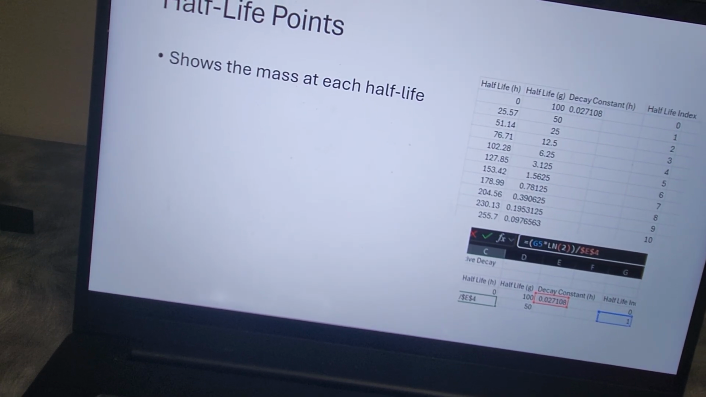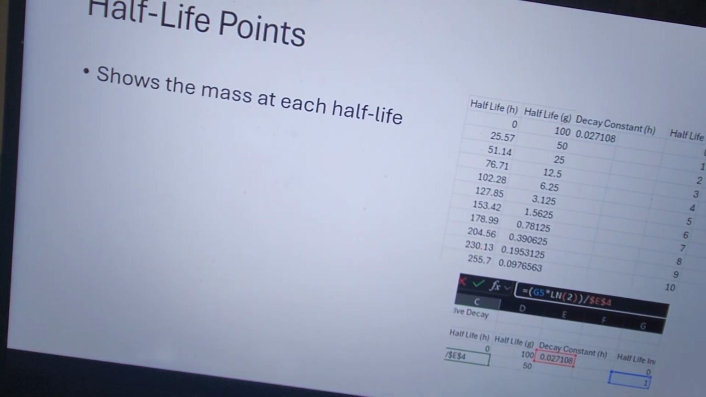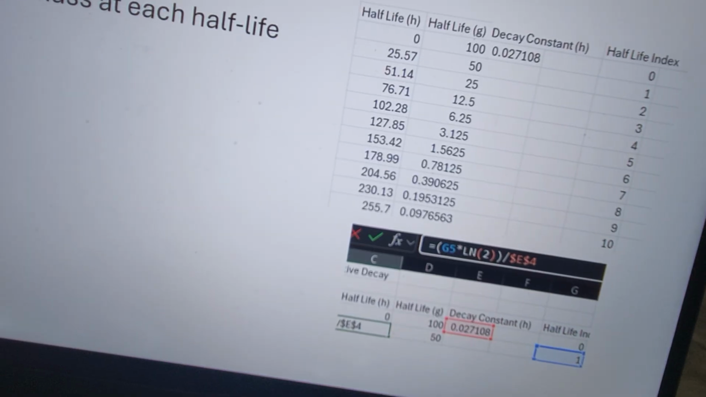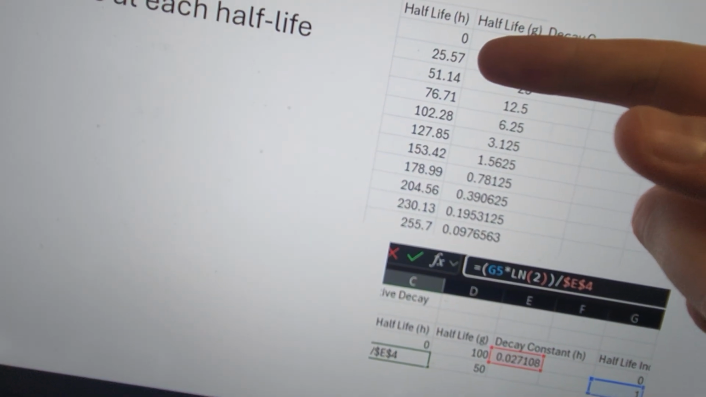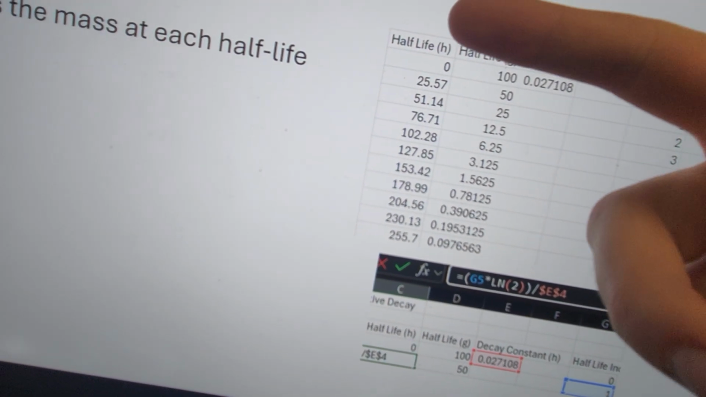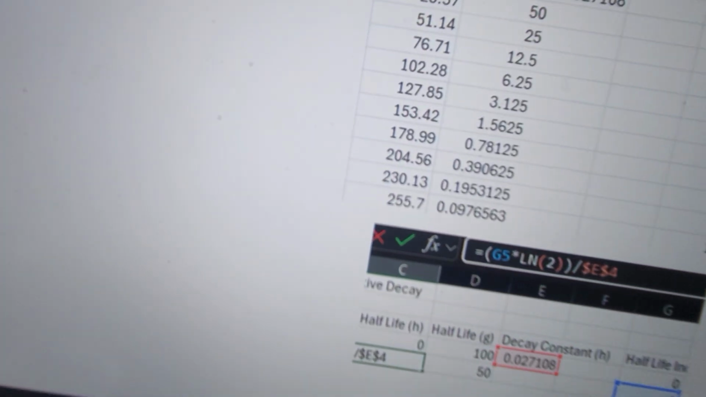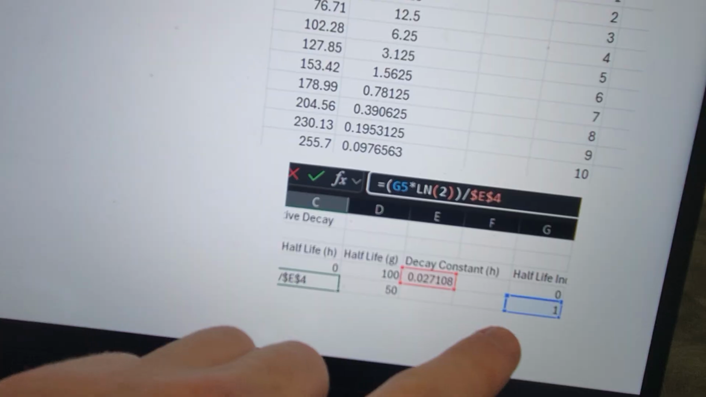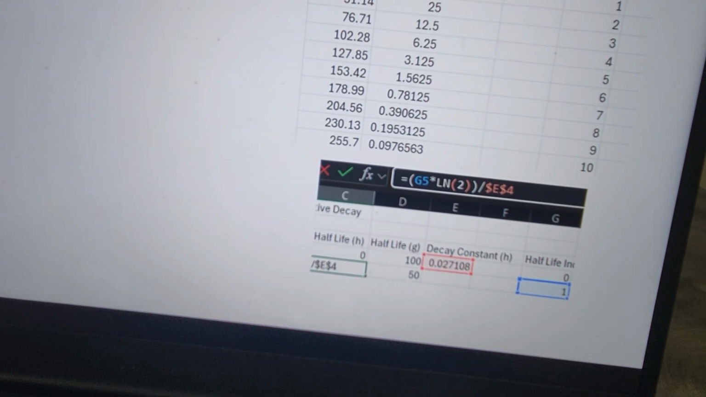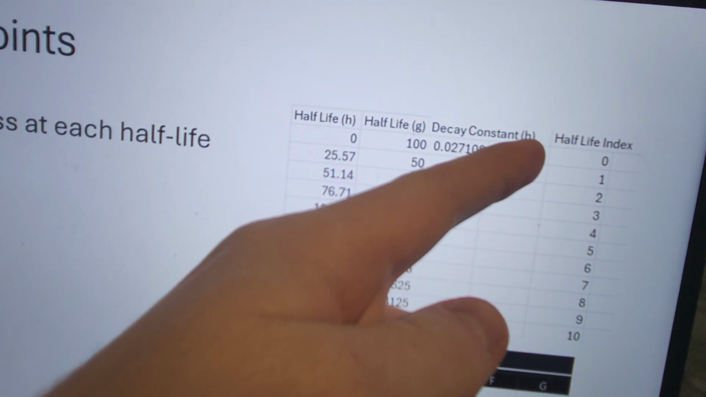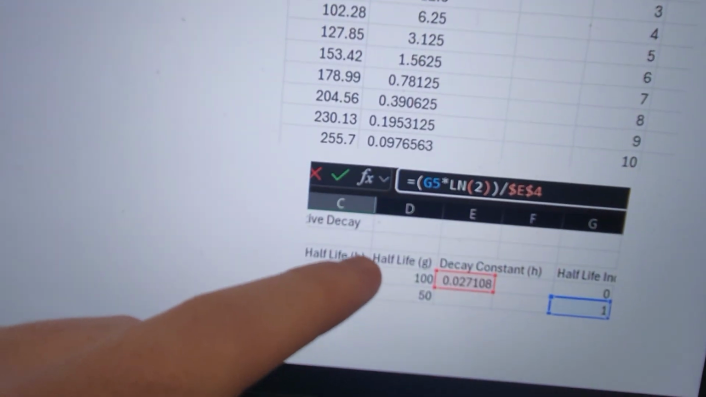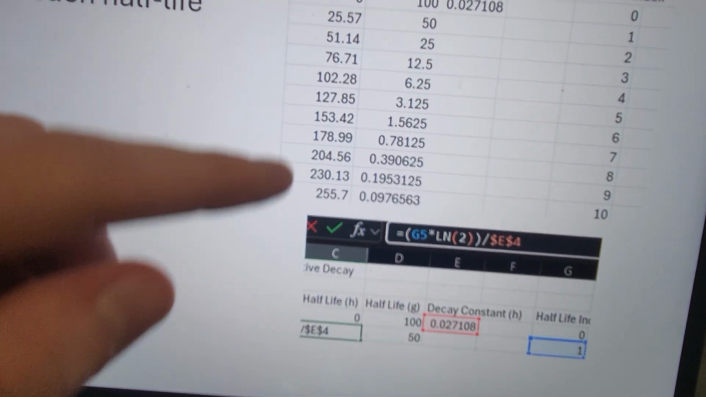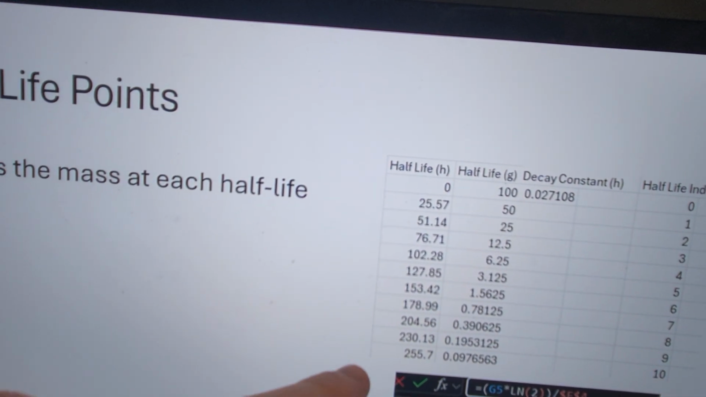Now for the half-life points, I did this a bit more difficult than what I probably needed to do. Instead of just adding 25.57 onto each of these as it goes down, I took the half-life index, which goes from, as I put it here, 0 to 10, times the ln of 2 divided by the decay constant. And that gave the half-life.